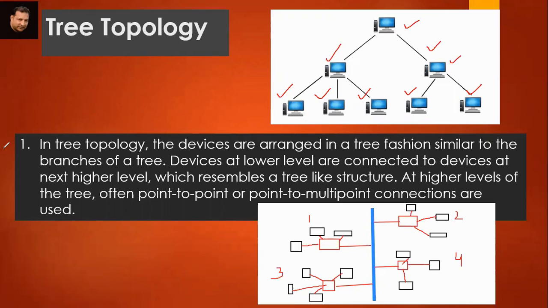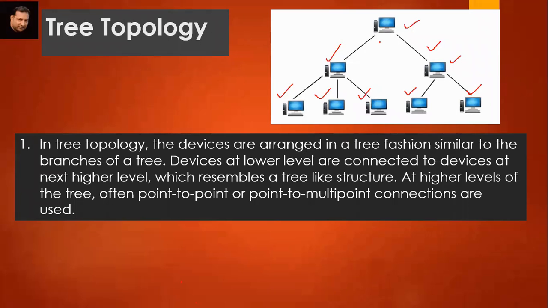So let us see what is written here. In tree topology, the devices are arranged in a tree fashion, similar to branches of a tree, right? Devices at lower levels are connected to devices at the next higher level, which resembles a tree-like structure. At higher levels of the tree, there is often a point to point or point to multi-point connection. Okay, let us come back.